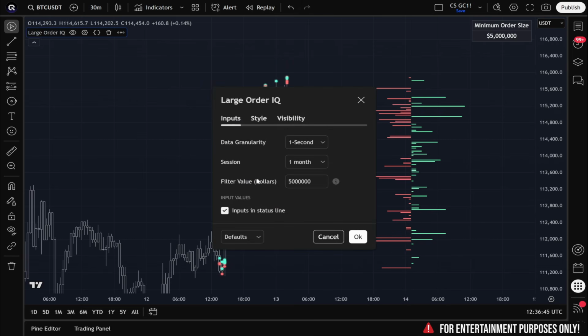And finally, we have the filter value option, which is another extremely important setting. And what this setting lets us do is set a dollar value volume filter for a trade. Now, I've already set 5 million for this setting, and this makes sure that large order IQ only tracks orders that are $5 million or bigger.